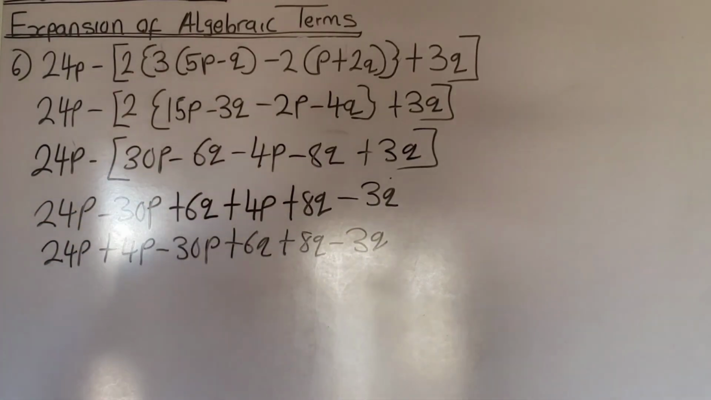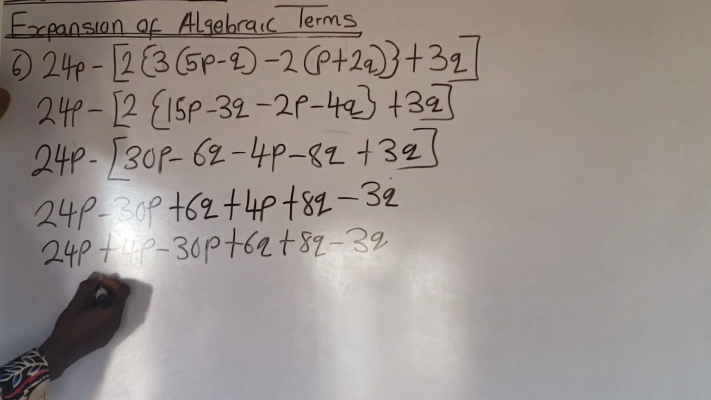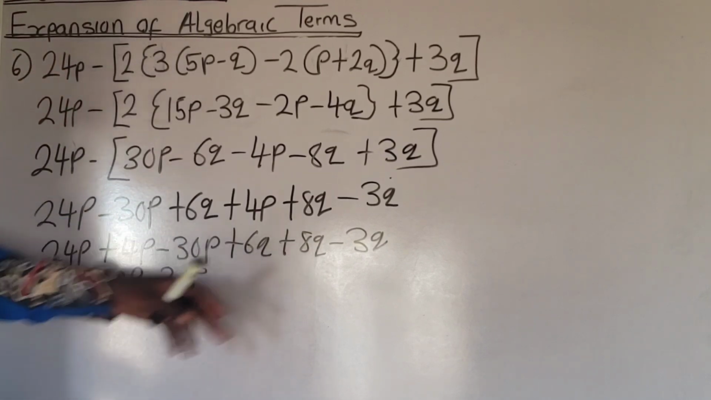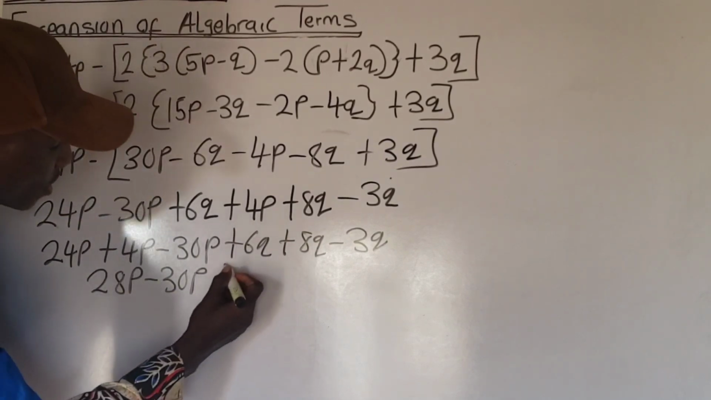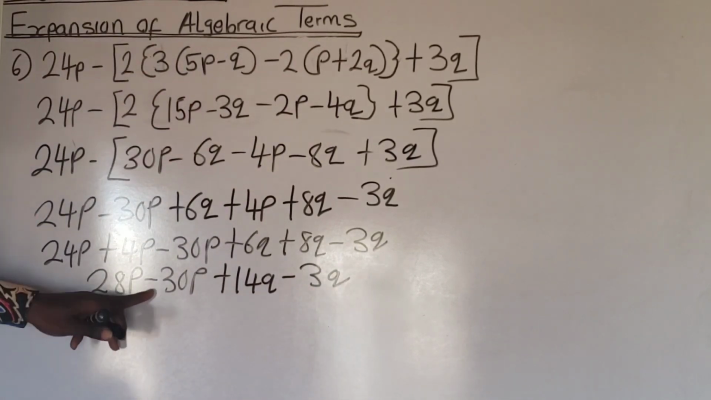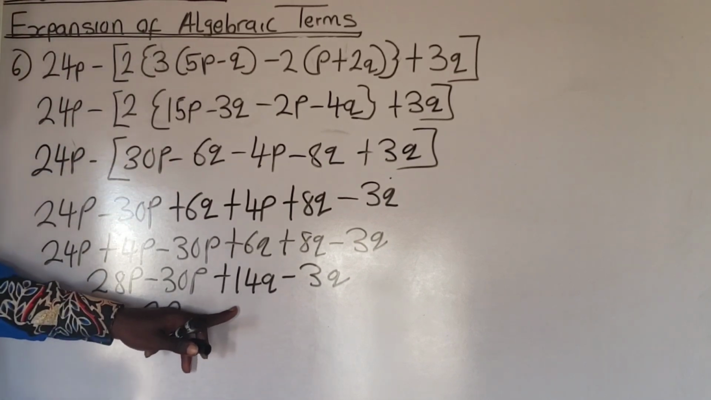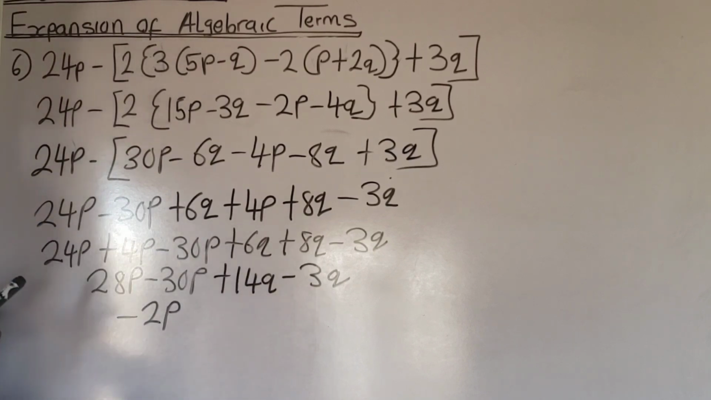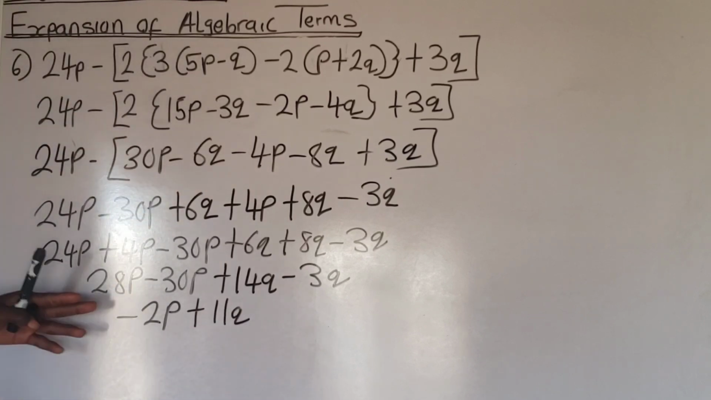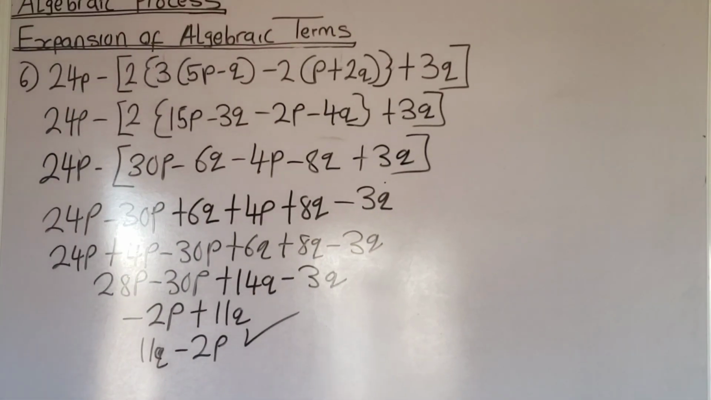Now, 24p plus 4p, that is what? 28p. So, 28p minus 30p. Okay? Plus 6q plus 8q, that will give us plus 14q. So, I'm going to have plus 14q minus 3q. Now, 28p minus 30p, that will give me negative 2p, plus 14q minus 3q, that will give me plus 11q. So I can rewrite this expression as 11q minus 2p, that is the answer.